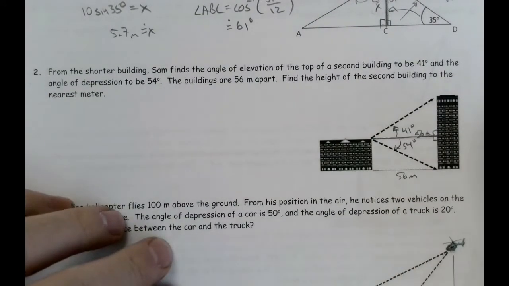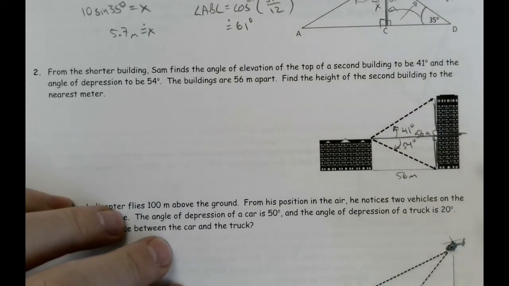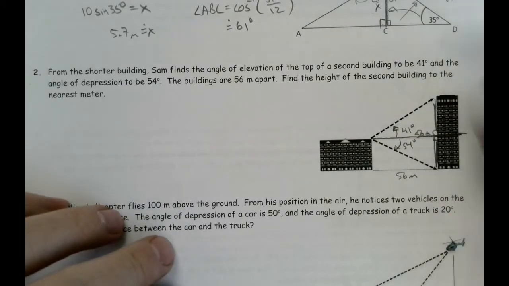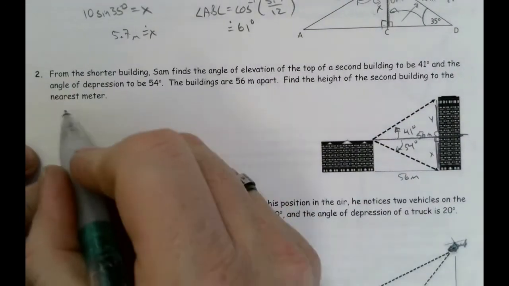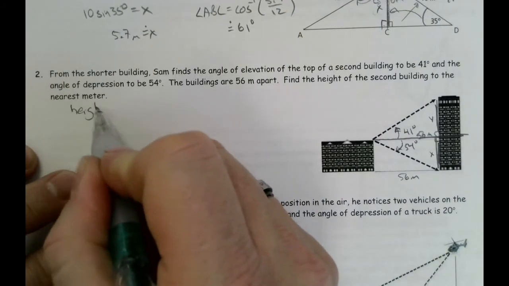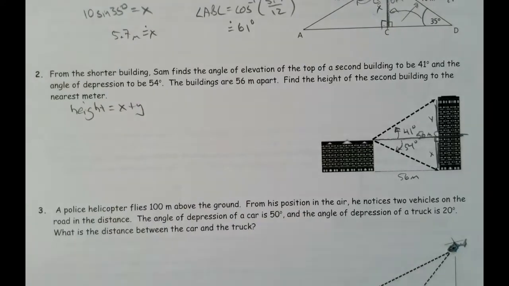Well, I've got the two right-angled triangles here. The height of the taller building can be broken up into two parts. Let's call this part x and this part y. And so my height is going to be equal to x plus y. So now what I've got to do is find those parts.